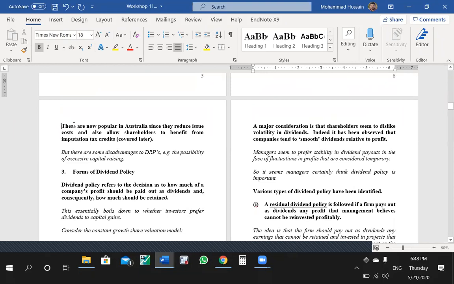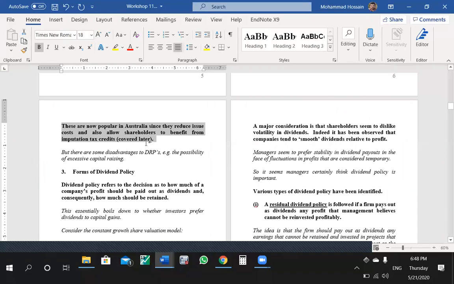So these are now popular in Australia, and they also reduce your issue cost, flotation cost, and also you get an imputation tax credit.